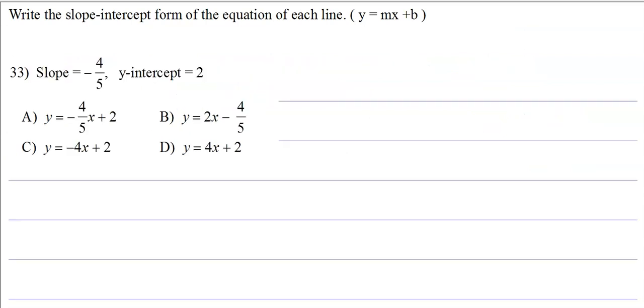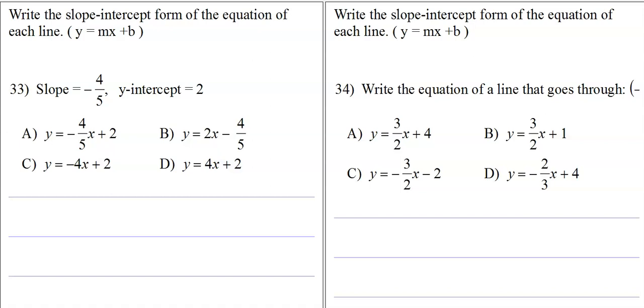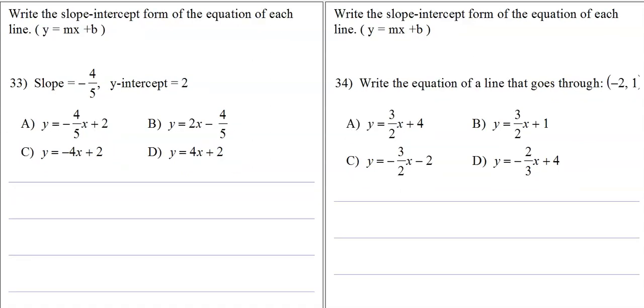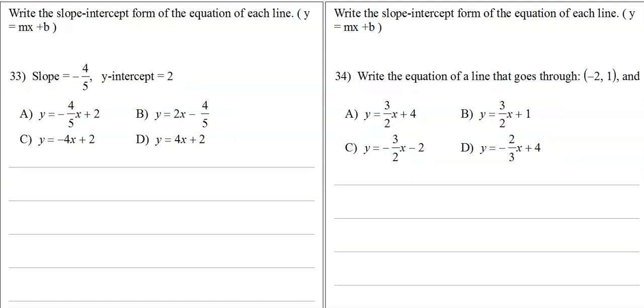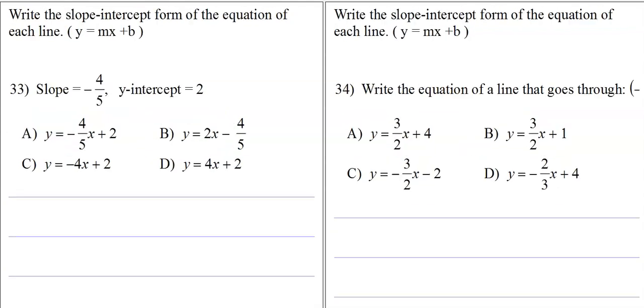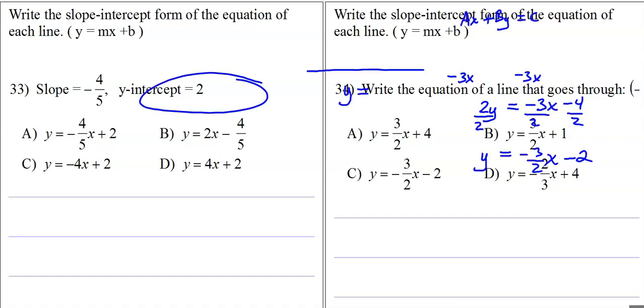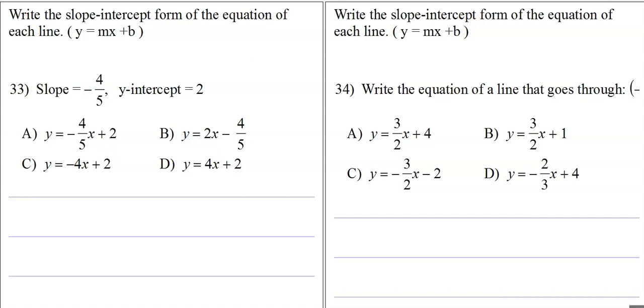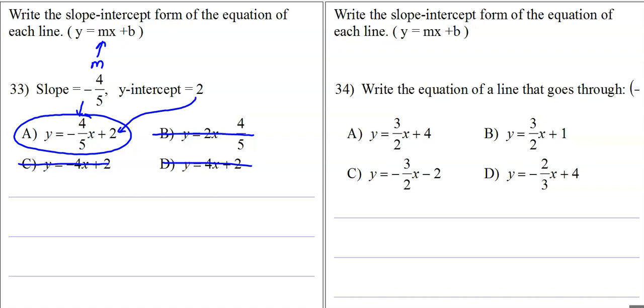All right, let's go to 33, see if we can get back to a couple per page. Might be a little bit faster. Well, I'll have to change it when we get to 34. All right, so another one, write slope-intercept form. So number 33, it looks like I have a slope. So this is my m. My m is -4/5. Well, that right there, the problem's over. The only one that has an m of -4/5 is right there. Also, it has a y-intercept of +2 at the back. So we're good to go.